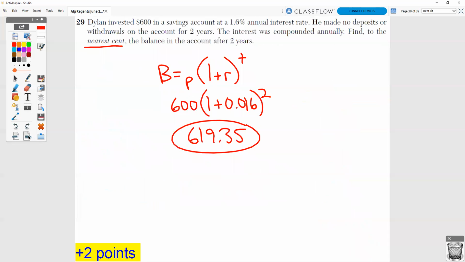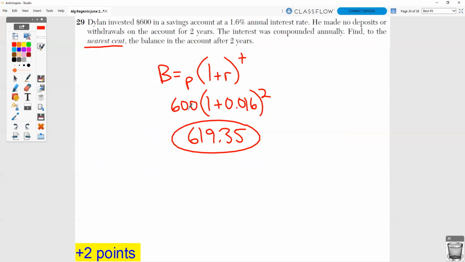In question number 29, Dylan invested $600 into a savings account at 1.6% interest rate. He made no deposits or withdrawals for 2 years, so he left his money in there for 2 years. Find, to the nearest penny, the nearest cent, the balance in the account after 2 years. Well, balance equals the principal, the original amount of money, times, in parentheses, 1 plus the rate, all to the time as an exponent. So 600 is our principal.